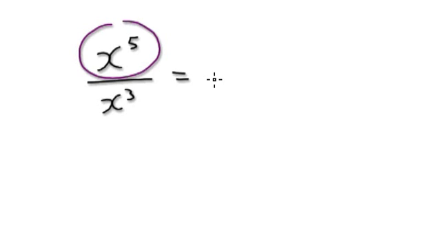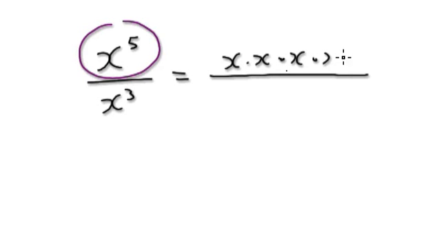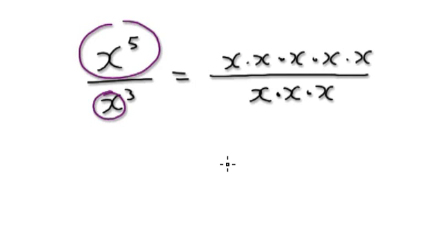Now let's have a look at this. x to the power of, let's say, 5 divided by x to the power of 3. Now this thing here means x times x times x times x times x. So x could be anything. So you're just getting that anything times by itself 5 times. Now x could be anything. So get this anything and times by itself 3 times. Now tidy this fraction up. Divide top and bottom by x.